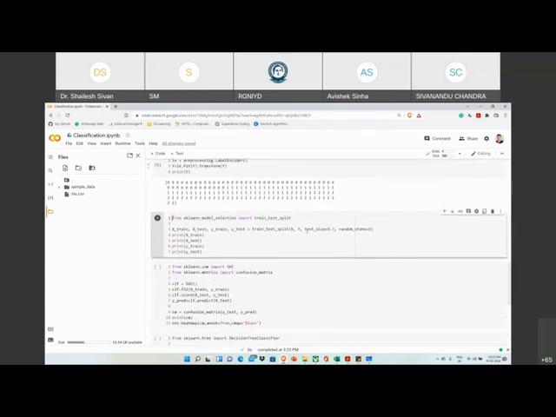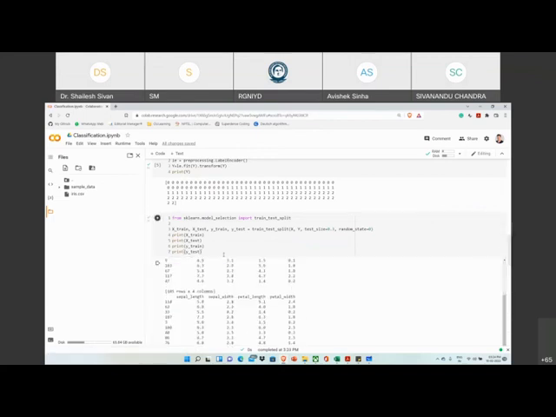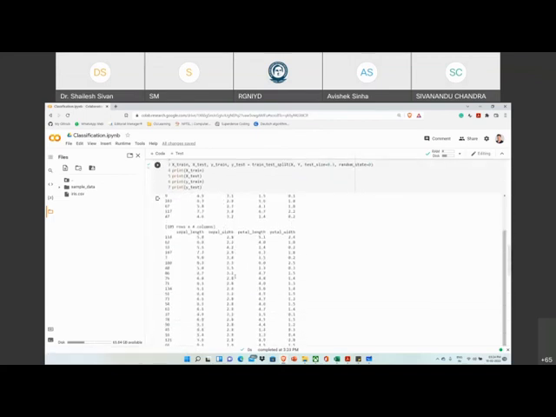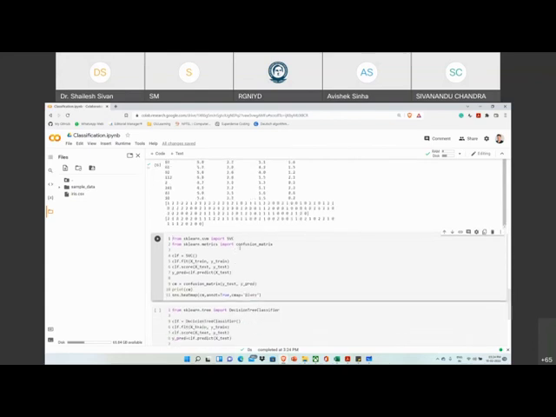Now, again, we are splitting X and Y into X train, X test, Y train, and Y test. We are printing those values. Okay. Now the things are quite simple.